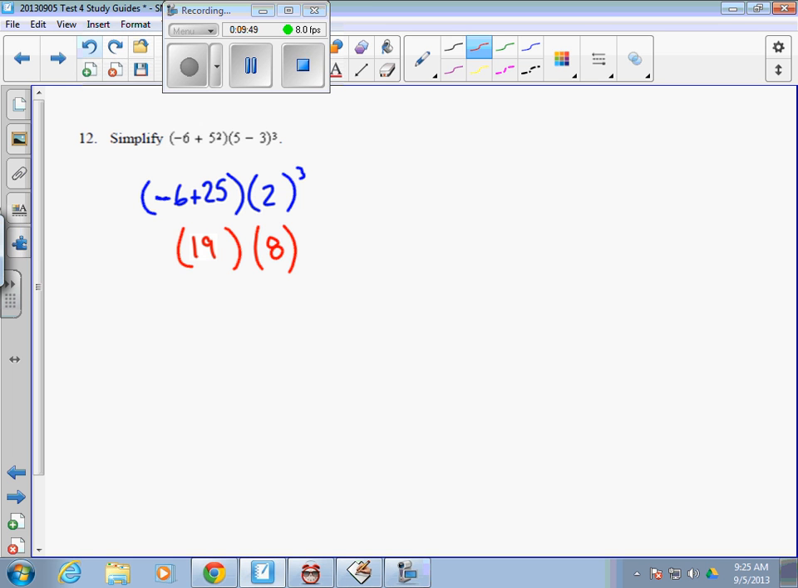So now we have 19 times 8 since they're right next to each other. We know 9 times 8 is 72, carry the 7. 8 times 1 is 8 plus 7 is 15, so the answer is 152.